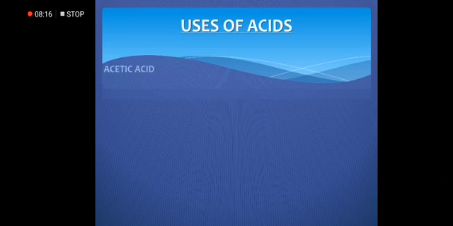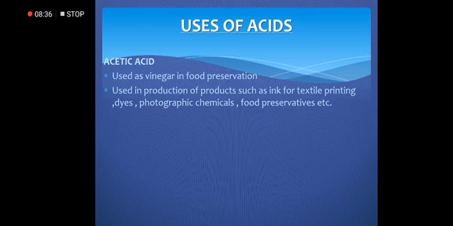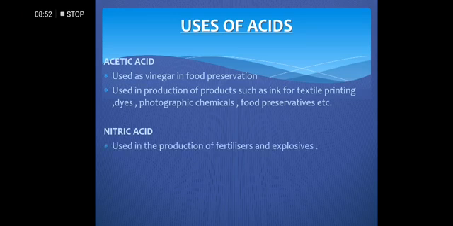Let us discuss some more acids and their uses. Acetic acid. We discussed acetic acid is used as vinegar in food preservation. And this vinegar is an important ingredient for the Chinese recipes you like. Acetic acid is also used in the production of ink for textile printing, dyes, photographic chemicals, food preservatives, etc. Nitric acid is another important acid and is used in the production of fertilizers and explosives. It is also used in the manufacture of nylon and synthetic dyes.